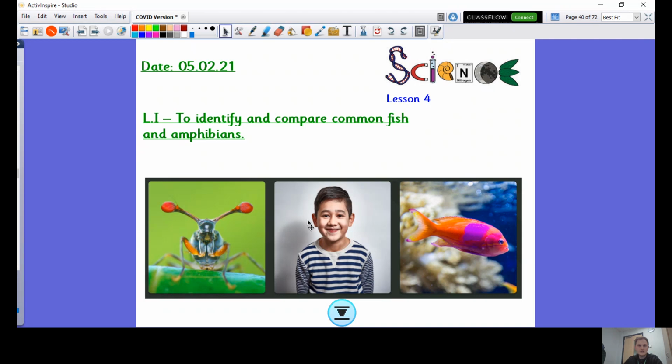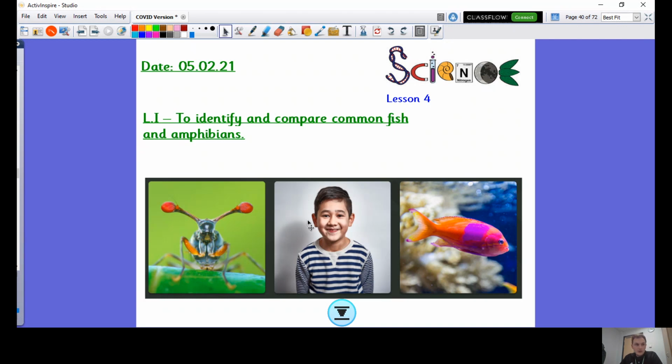Today, you can see our learning intention is to identify and compare common fish and amphibians. So we've looked at mammals, we've looked at birds and reptiles, and now we're going to be looking at fish and amphibians. Remember, this is all to do with our lovely working scientifically wheel and the classifying and organizing skill. We're looking at organising and classifying these animals. So today we're going to be focusing in on fish and amphibians.